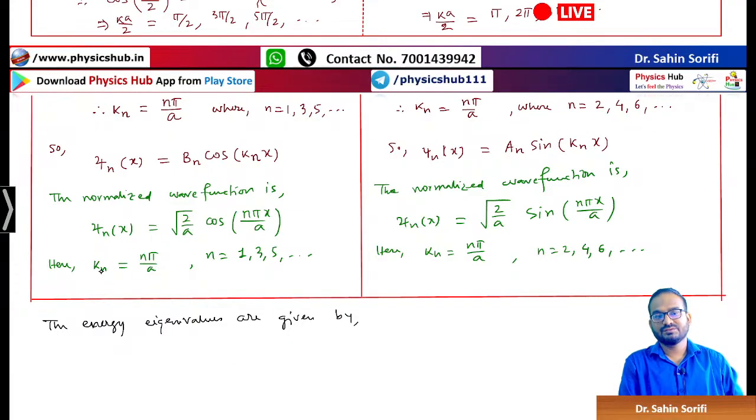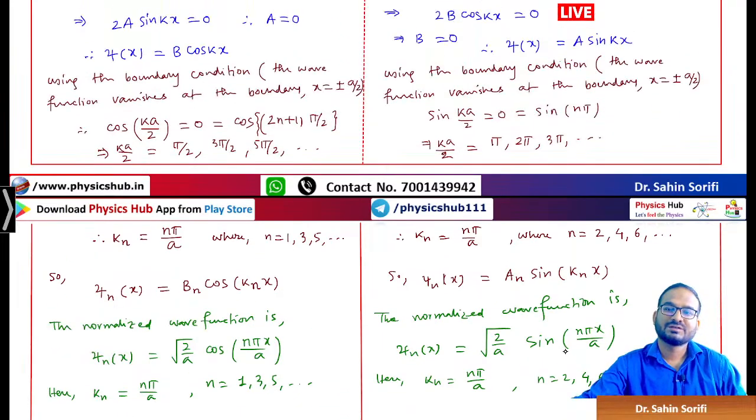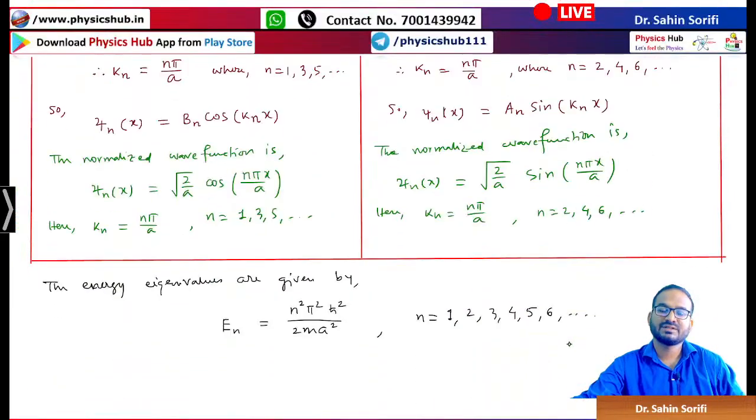look, kn is equals to n pi by a, here also n pi by a. So for all values of n, kn is equals to n pi by a. So we can write k equals to square root of twice m e by h cut square. So from that En is equals to n square pi square h cut square by twice m a square. So upon shifting the well, the energy eigenvalues do not change, but the wave function will change.